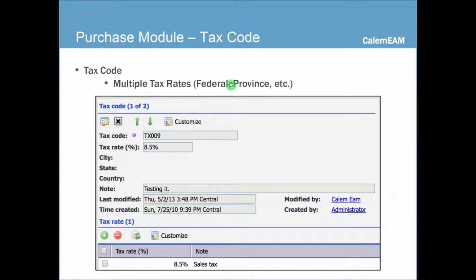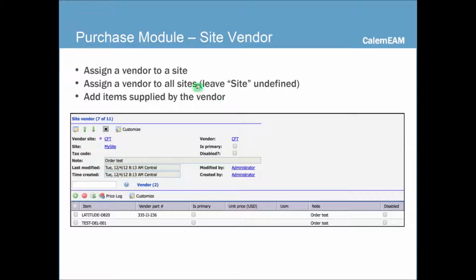There are tax codes in the purchasing module. You can define multiple tax rates for a tax code. And there is also site vendor management. You can assign a vendor to a site, and you can also assign a vendor to all sites if you leave the site empty. And then you can add items supplied by this vendor to the list.